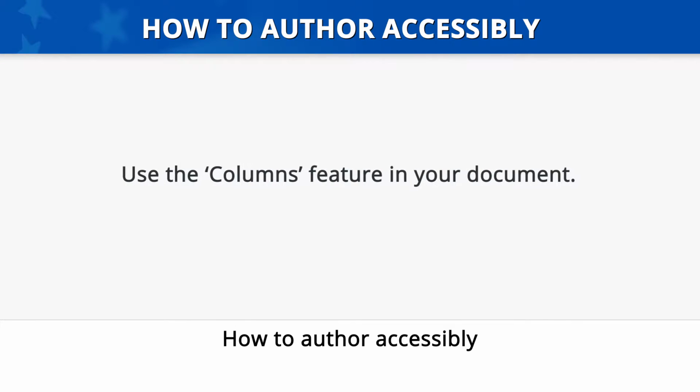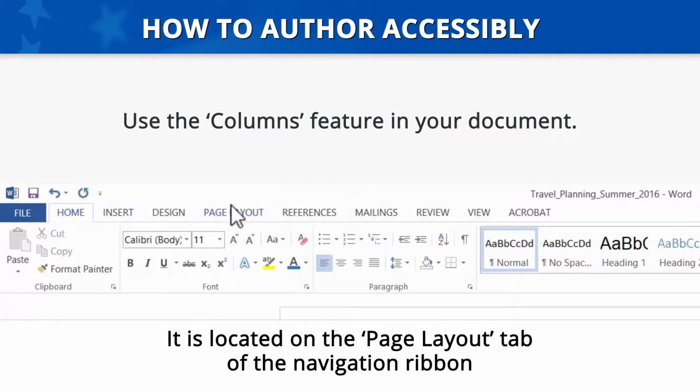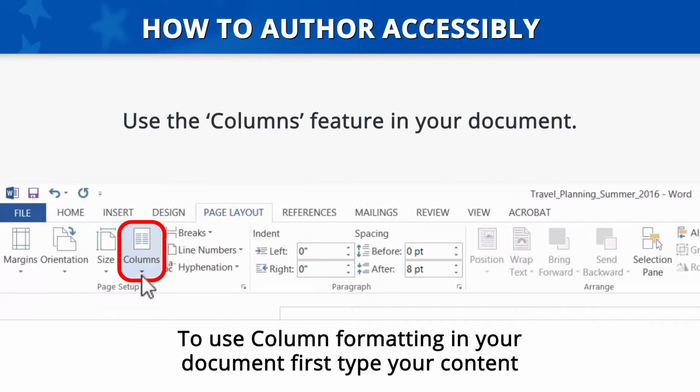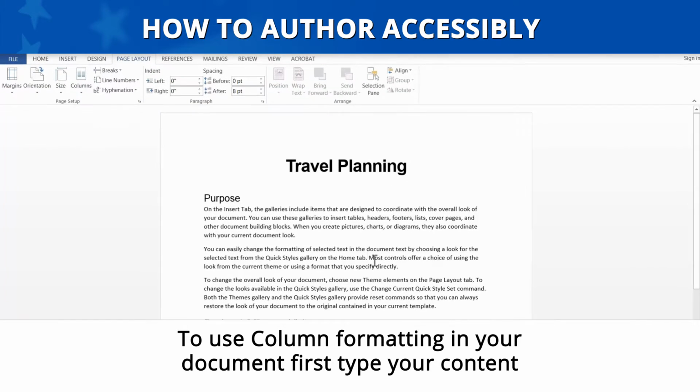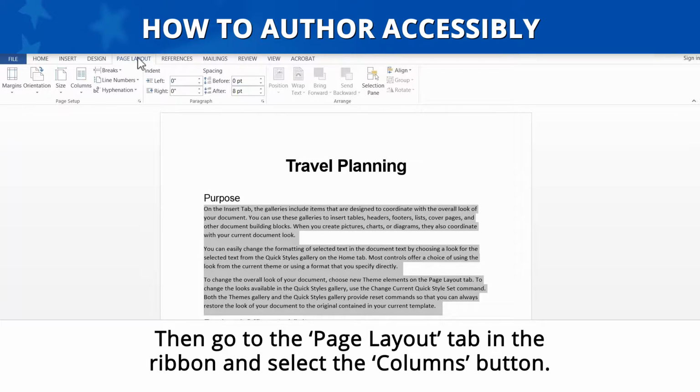How to author accessibly. To author accessibly, you should use the columns feature in your document. It is located on the Page Layout tab of the navigation ribbon in the Page Setup section. To use column formatting in your document, first type your content, and then select the content you would like to be placed into columns. Then go to the Page Layout tab in the ribbon and select the Columns button.